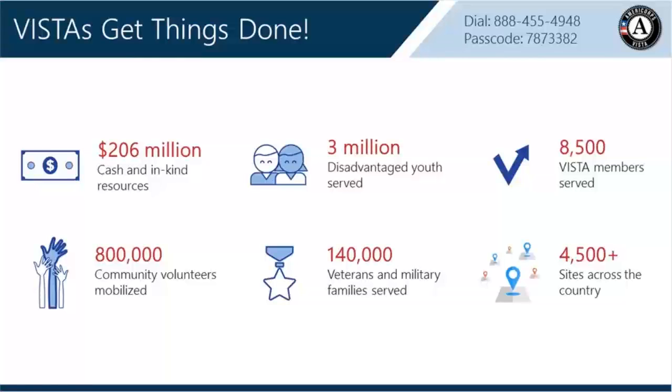The National Center for Children in Poverty estimates about 16 million children in the U.S., which is about 1 in 5, live below the poverty line. VISTA members made it possible for their sponsors to serve 3 million of those children in after-school programs, tutoring, and assistance in food security. Also, programs supported by VISTA members in 2017 served 140,000 veterans and military families.